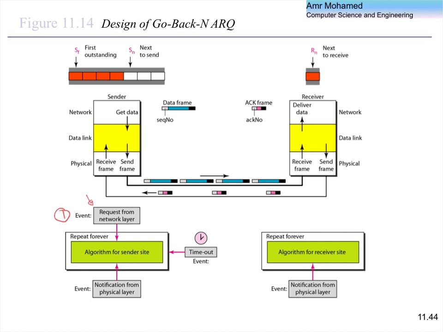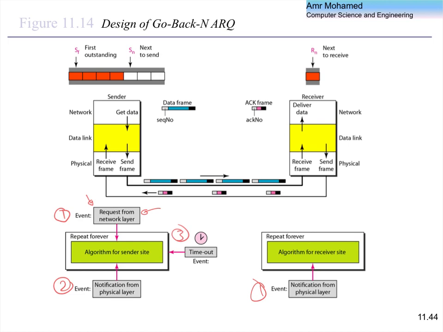So we have again request from above, from the network layer, acknowledgement from below, and the timeout. So it's the same. As an overview, we have the same number of events at the sender and the same number of events at the receiver. Okay? So what is the difference here? The difference is how to handle these events. So each event handler, as we will see now, is different.